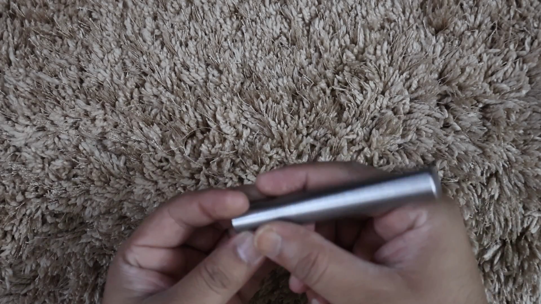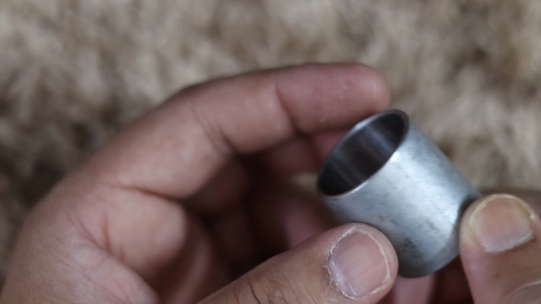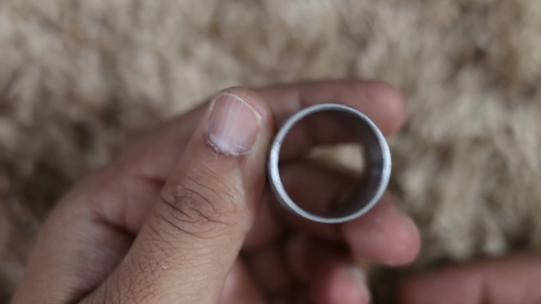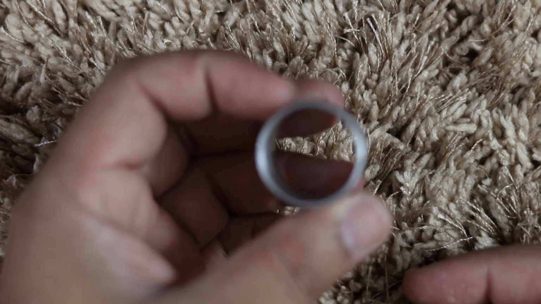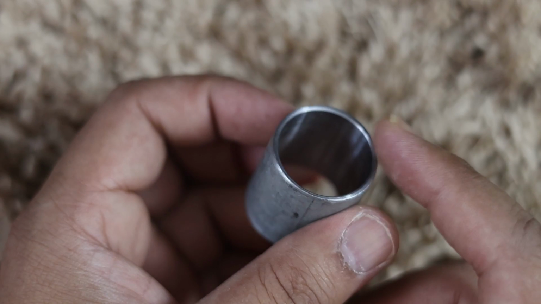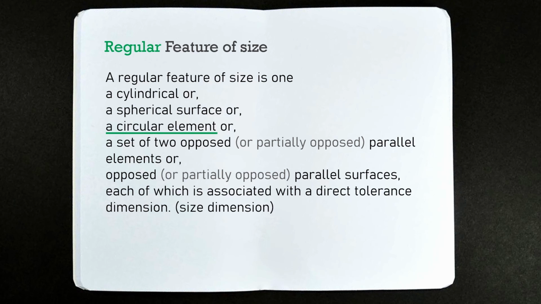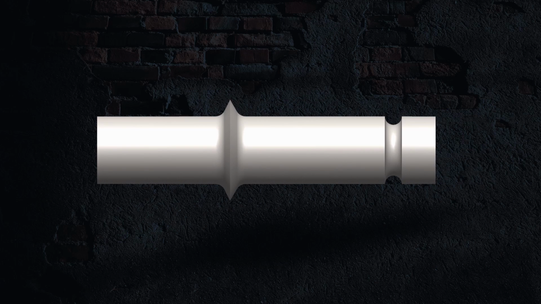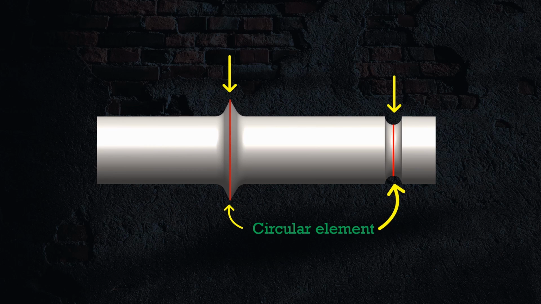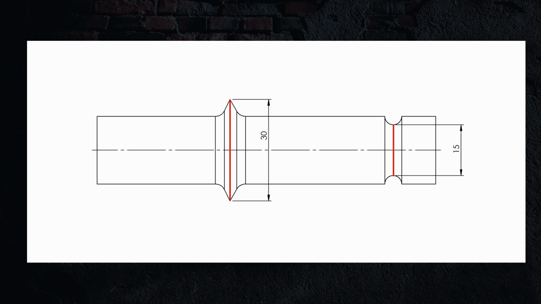Yes, a regular feature of size can be external as well as internal. Like a shaft having a cylindrical surface, so it's an external regular feature of size. And a hole also having a cylindrical surface, so it's an internal regular feature of size. Quite simple. Circular elements. So for example, let's say this shaft has a groove cut, something like this, or it can also be something like this. So this line is a circular element and has a size, so it's also a regular feature of size.